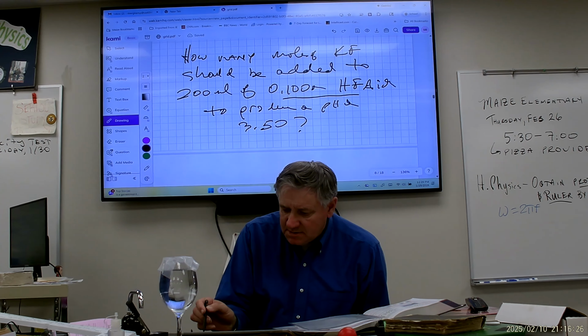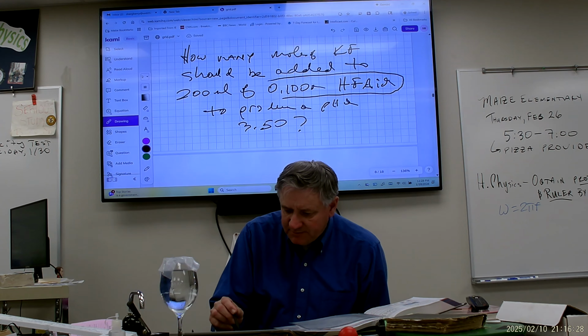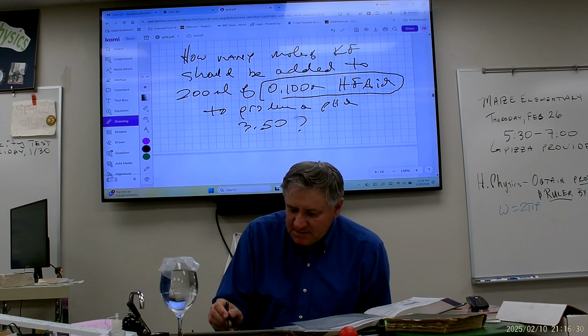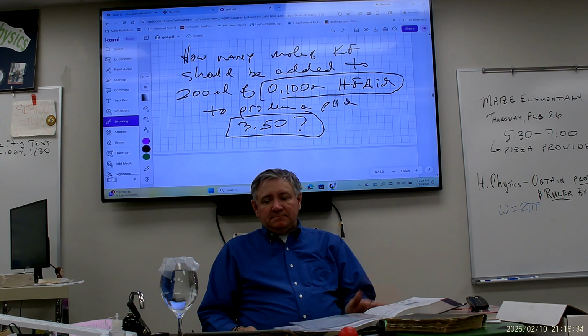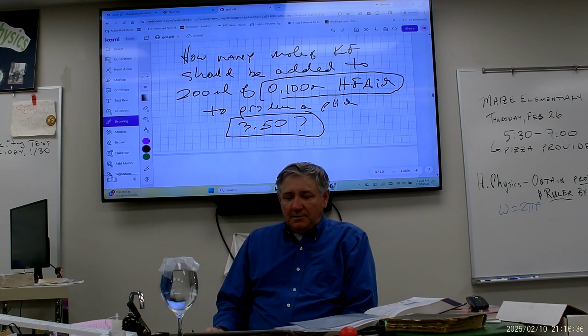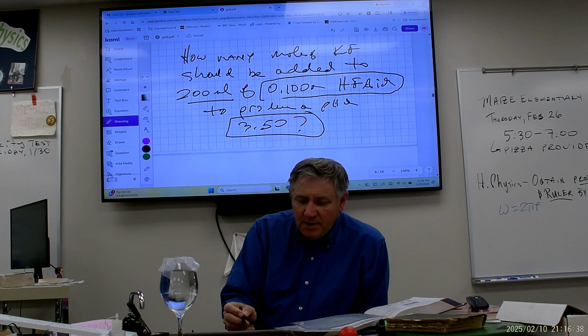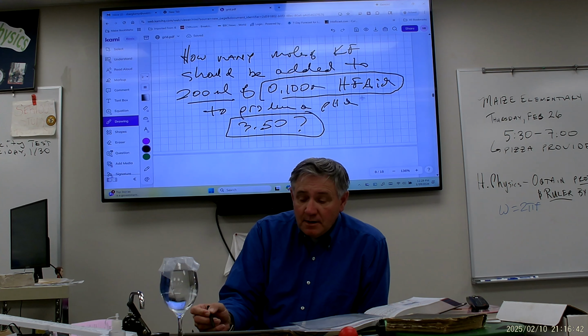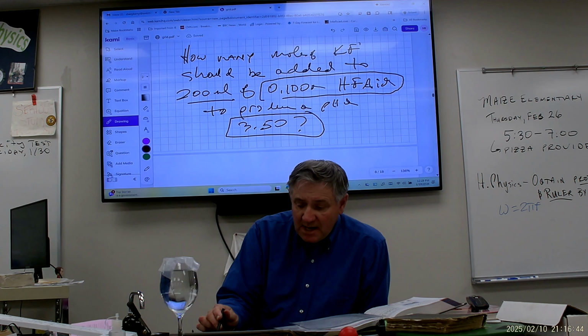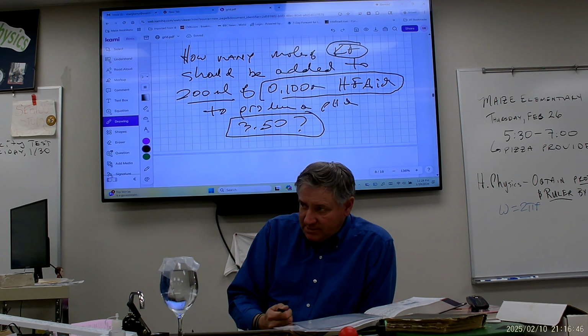A 0.1 molar solution of hydrofluoric acid that has a pH of 3.5. Okay, so that's what I want to end up. So this is what you're going to do in the lab tomorrow. I'm going to give you 200 milliliters of a 0.1 molar solution of hydrofluoric acid. I want to know how much potassium fluoride I should add to this.